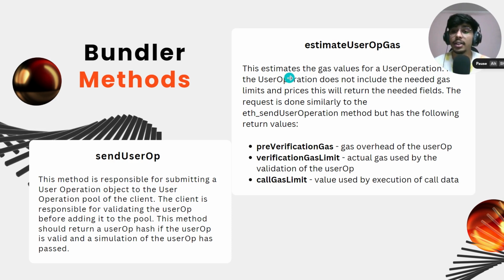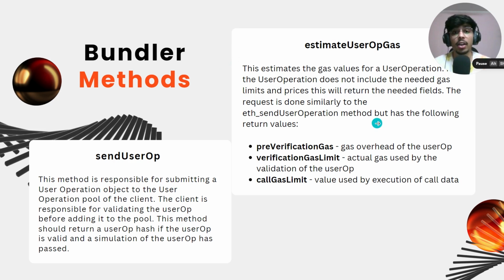Now the second method is send user op. This method is responsible for submitting a user op to the user operation pool of the client, and the client is responsible for validating the user op before adding it to the pool. It returns a user op hash if the user op is validated successfully, is valid, and its simulation has already passed. Then it returns a user op hash, and using that user op hash you can do further things.